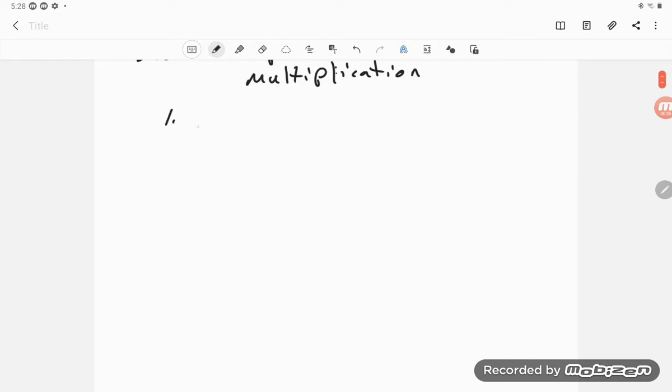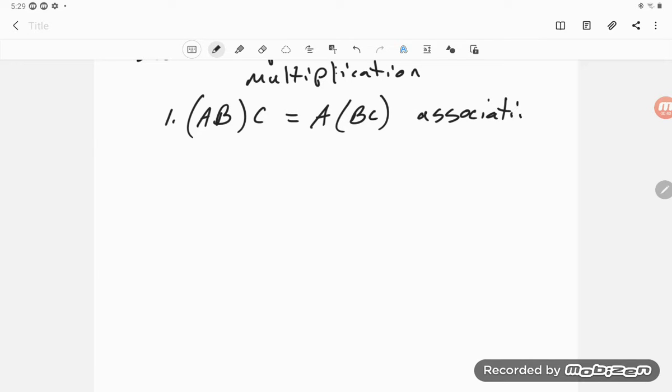So first, if we take A times B and then multiply by C, well, that's associative. So we have associativity. So not a big deal there.